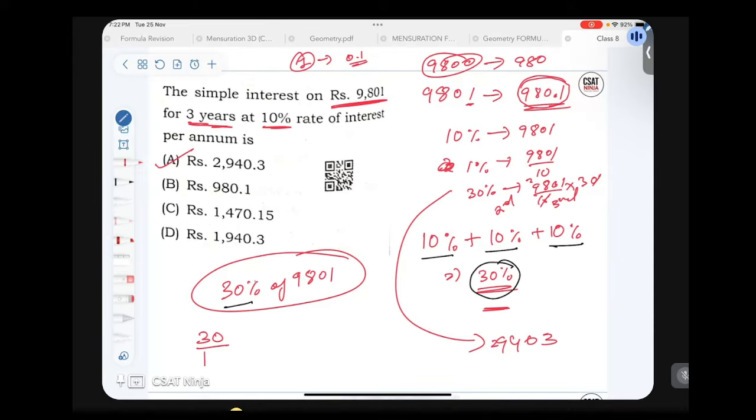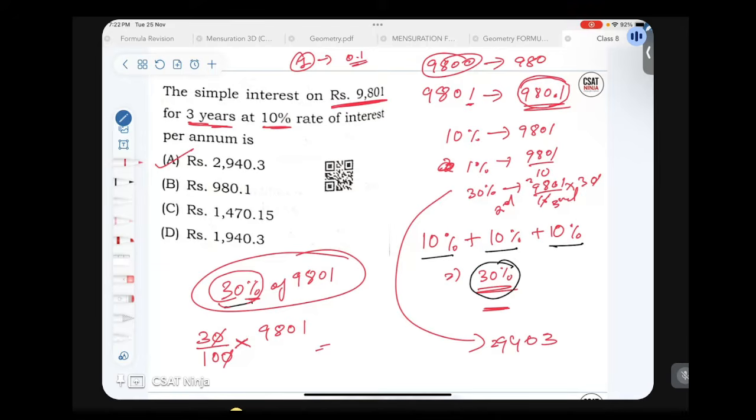I'll teach you how to convert from percentage to fraction. The simplest approach is this way. If you're converting from percentage to fraction, you just divide it by 100. I'll teach you the next step here. Of means into 9801. So the 0s will get cancelled against each other.